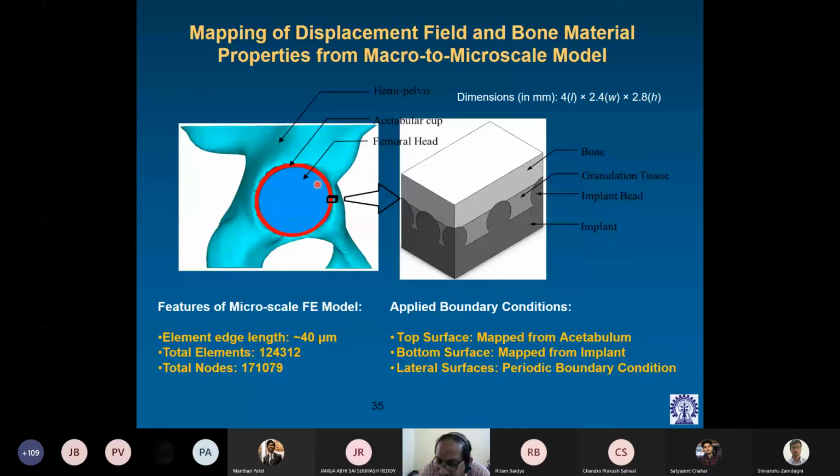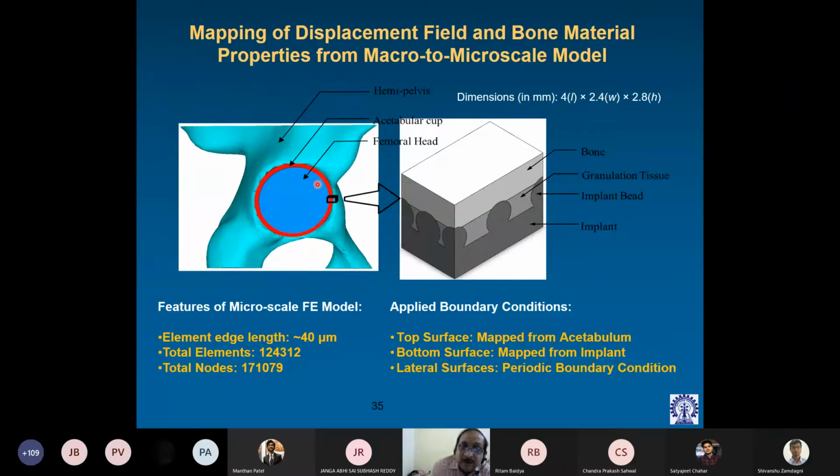Now, we had given a lot of thought about how to execute this computational study, which would be meaningful and which would contribute towards the world literature. The main problem was mapping from a macroscopic model to a microscale model. The displacements, the boundary conditions, because boundary conditions play a very, very vital role in the whole tissue differentiation process.